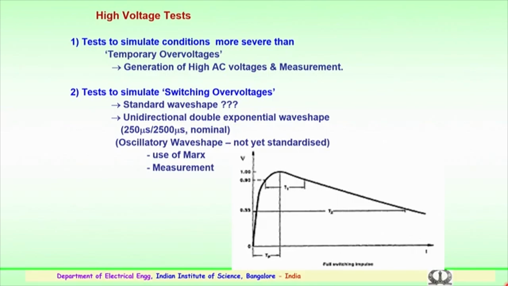So, to simulate the switching surges or switching over voltages, there is a standard wave shape which is 250 microsecond is the front time and 2500 microsecond is the tail time. So, this is a unidirectional double exponential wave shape. You can see here this is a unidirectional double exponential waveform. So, the front time which is defined here in this period is 250 microsecond, and time to tail, that is 50% of the magnitude which is mentioned here, this period is 2500 microseconds. So, the front time 250 microsecond, 2500 is the tail time.